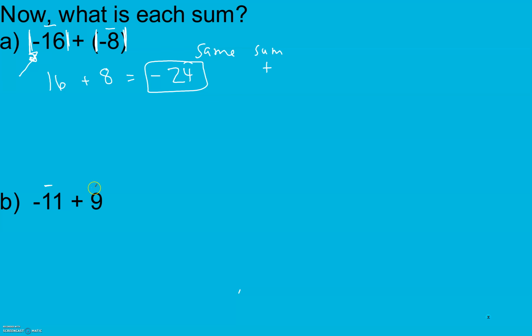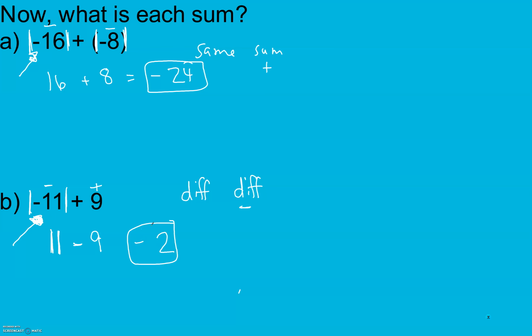In B, I have one negative and one positive. My signs are different, so I find the difference and subtract. Again, we're taking just the number parts, so the absolute value of negative 11 is 11, and 9 is 9. Bigger minus smaller, always, gives me 2. Now we look at our values. 11 is our bigger number, bigger absolute value, so we check it. That's negative. Our answer is going to be negative.